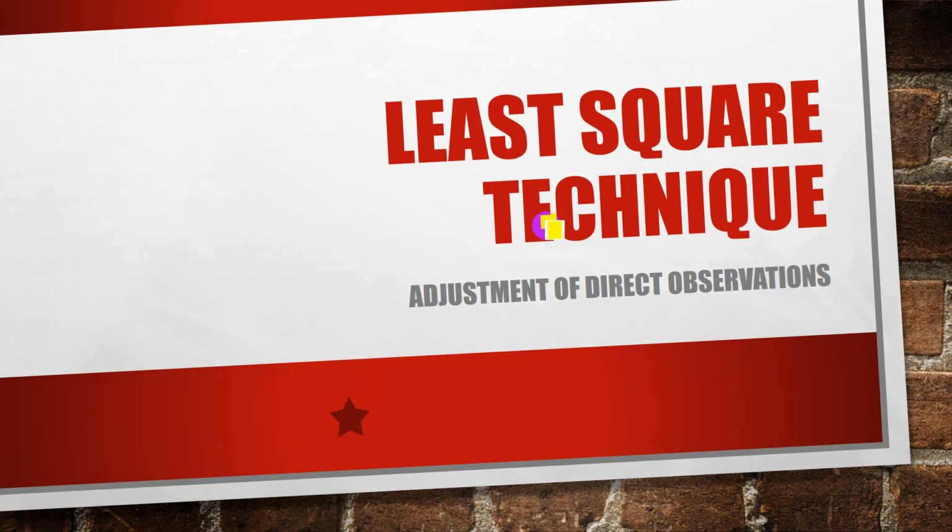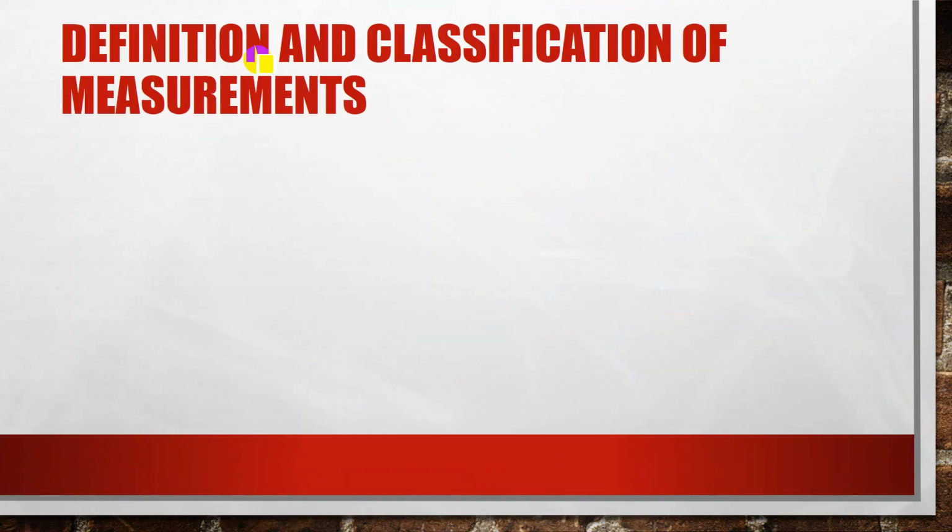So, ito pa yung fourth session natin for ETIAP. So, ang topic po natin ay least square technique pa din, which is the adjustment of direct observation. So, first explain ko po muna kung alin ba yung direct at indirect observations. So, ito po yung definition and classification of measurements.